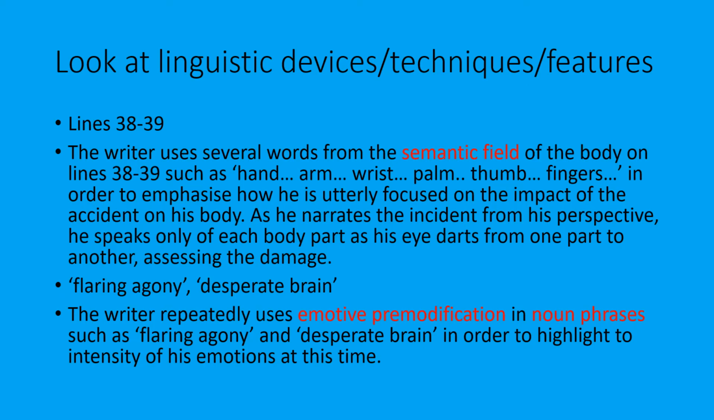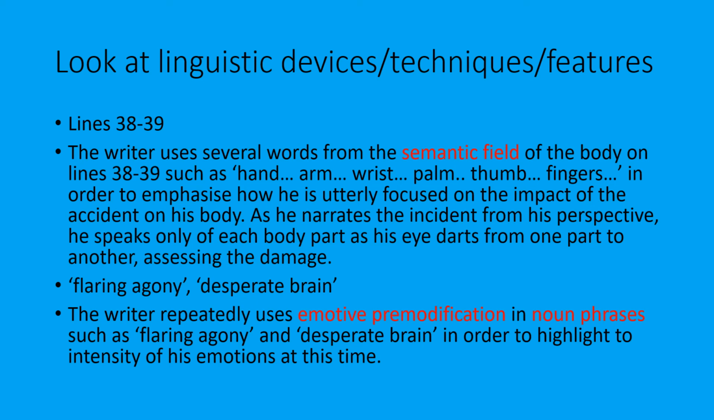As he narrates the incident from his perspective, he speaks only of each body part as his eye darts from one part to another, assessing the damage. So he's looking at his hand, his arm, his wrist, his palm, his thumb, his fingers. So we focus on each part with him because that's what he's focusing on, and we're looking at the whole thing from his perspective at that moment.